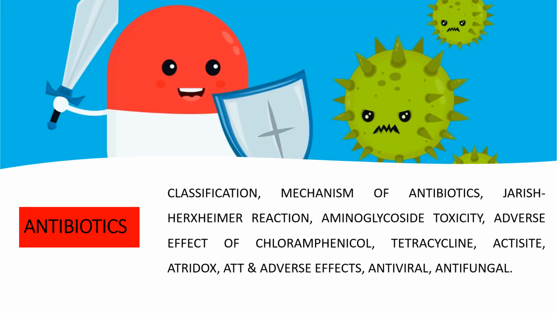And lastly, the antibiotics topic. Under antibiotics, you should know about the classification, the mechanism of antibiotics, what is Jarisch-Herxheimer reaction, aminoglycoside toxicity, the adverse effects of chloramphenicol, tetracycline, and what is Acticide, what is Atridox, then anti-tubercular drugs and their adverse effects. Very important, ATT's adverse effects are very important. Then lastly, antivirals. Under antivirals, you should read about the antiretroviral drugs and antifungal drugs.